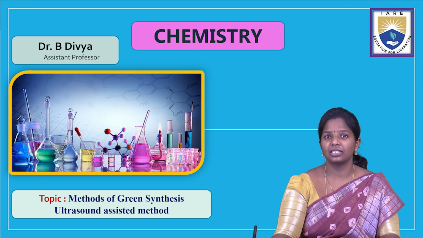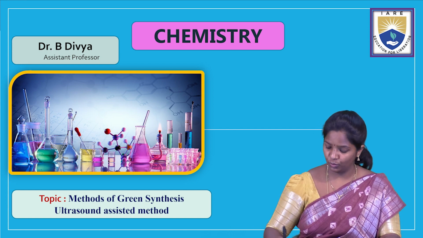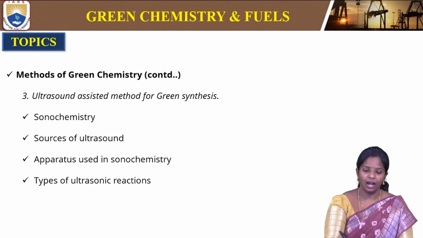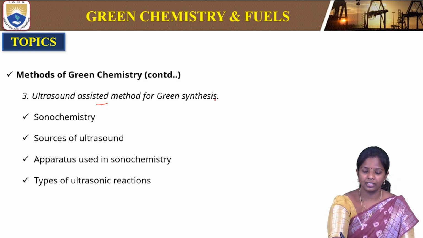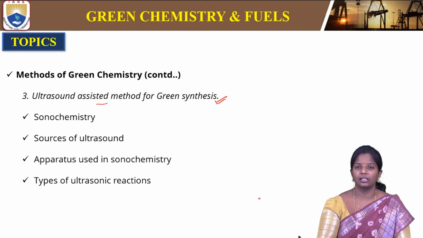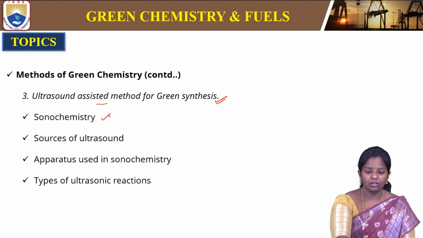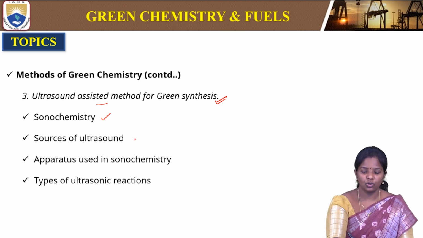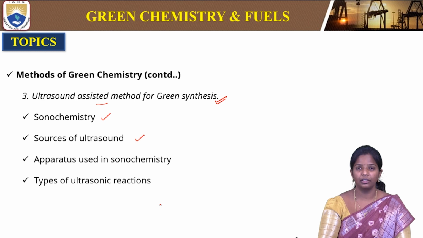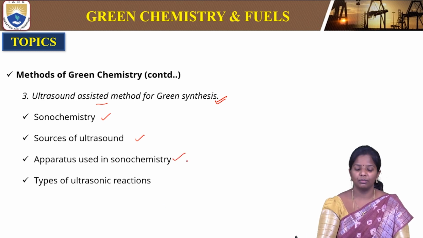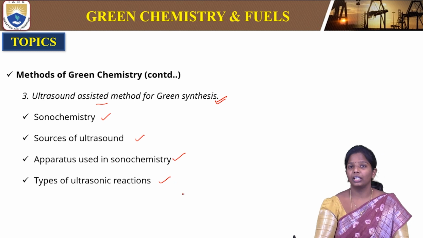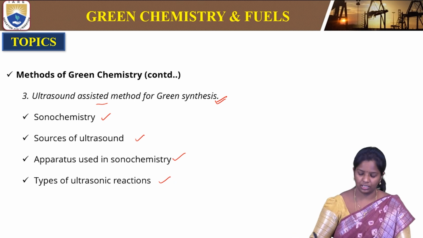Today in this session, we will understand the methods of green synthesis, of which one of the methods is the ultrasound assisted method and its various different modes and different synthesis. So, here are the topics. Ultrasound assisted method for green synthesis. So how the method is helping us in reducing the time or the byproducts or the waste material. Then it is also called sonochemistry. Then the sources of ultrasound that are used. So we will see in detail. Then apparatus used in sonochemistry and types of ultrasonic reactions that are used in any applications.